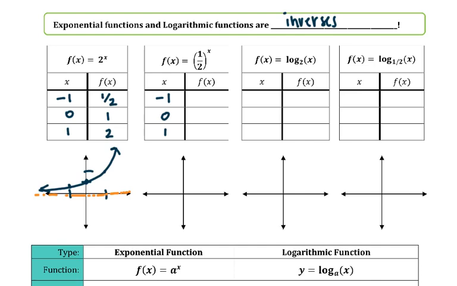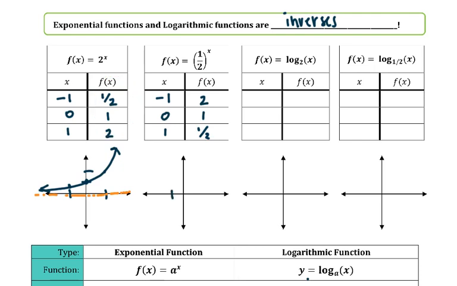1/2 to the -1, that flips that fraction, becomes 2. 1/2 to the 0 is 1. Anything to the 0th power is 1. And 1/2 to the first is itself. So you'll notice that those output y values are the same, but they're occurring in the reverse order.